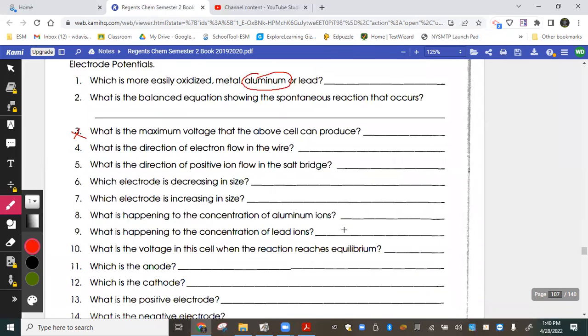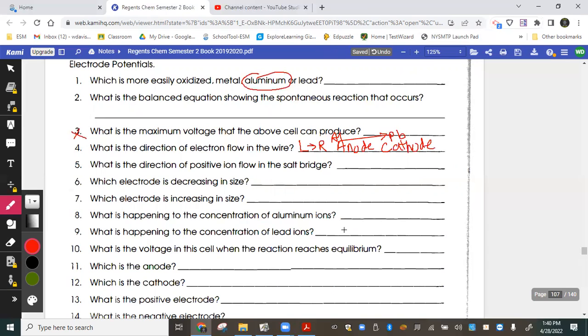And the direction of electron flow in the wire, you could say from left to right. It's not always going to be left to right. It just depends on which electrode they put in which beaker and which one they put on the left or the right. It always goes from the anode to the cathode. And in this case, it is the aluminum anode to our lead cathode. So aluminum to lead.